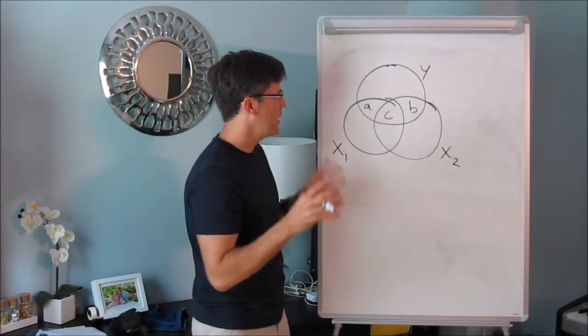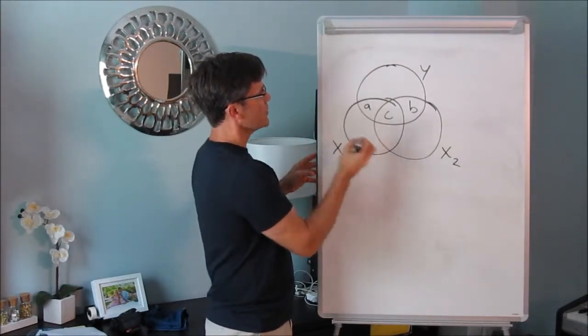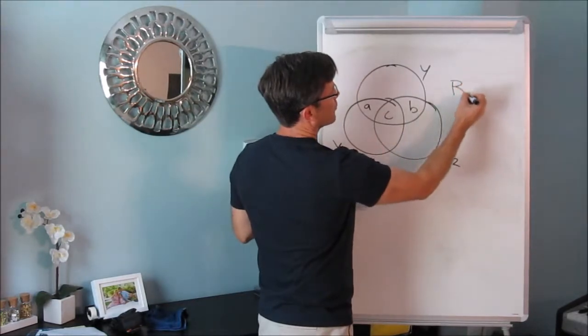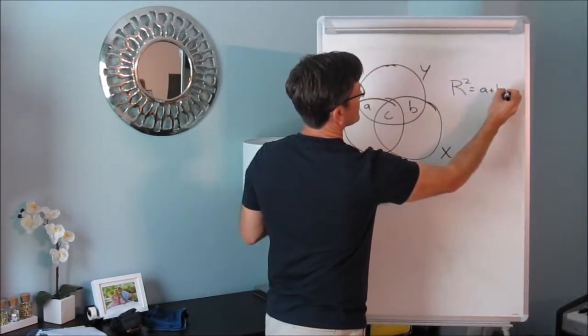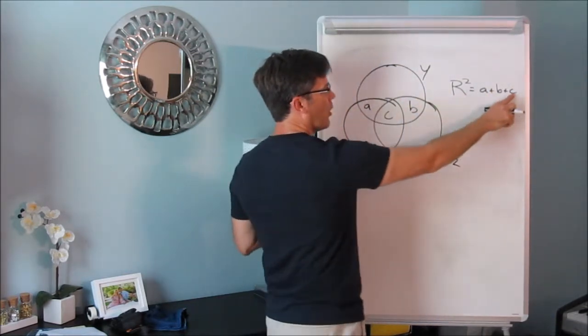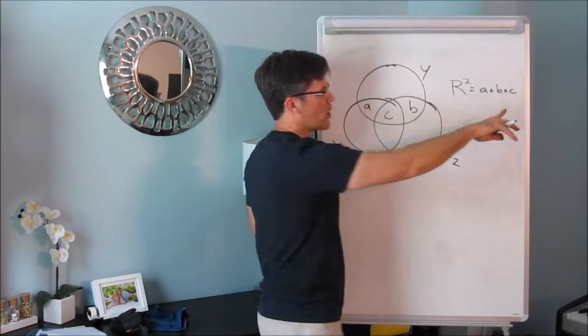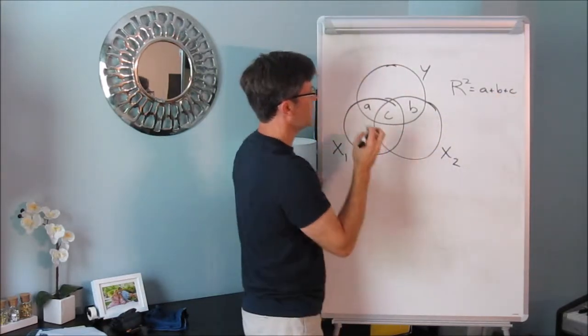It could have been explained by either predictor. And so in the multiple regression model, we're going to get an overall model R squared that's going to be equal to A plus B plus C. That's all the variance we can explain in Y. But part of that is common. It's shared. It could be explained by either predictor, and part of it is unique to each predictor.